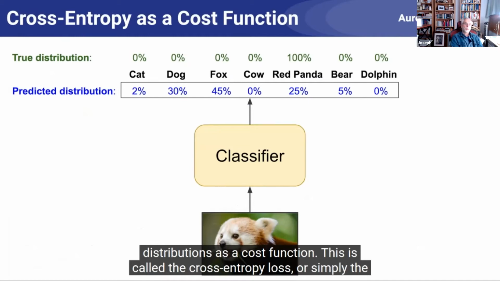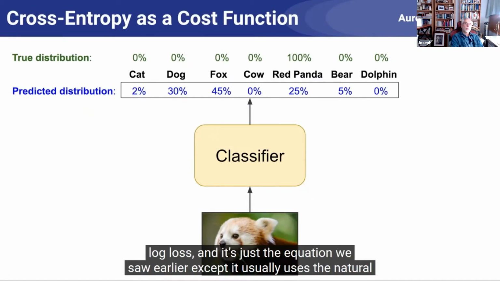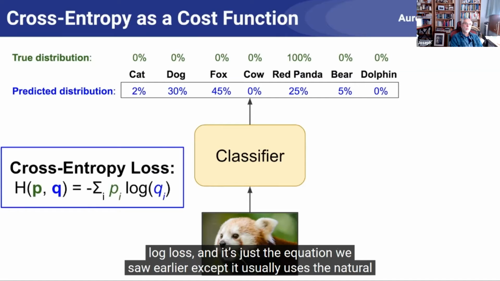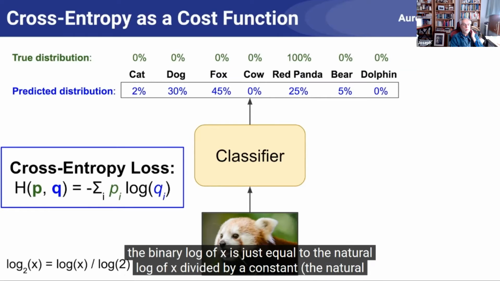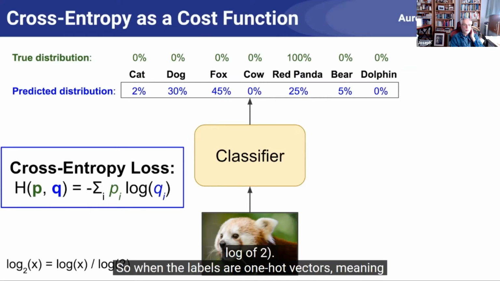This is called the cross-entropy loss, or simply the log loss. And it's just the equation we saw earlier, except it usually uses the natural logarithm rather than the binary logarithm. This doesn't change much for training, since the binary log of x is just equal to the natural log of x divided by a constant, the natural log of 2.